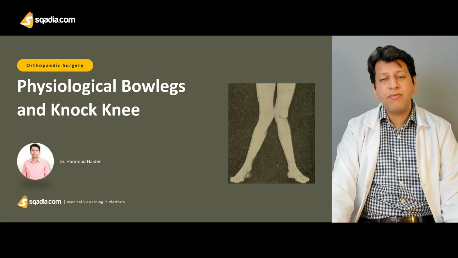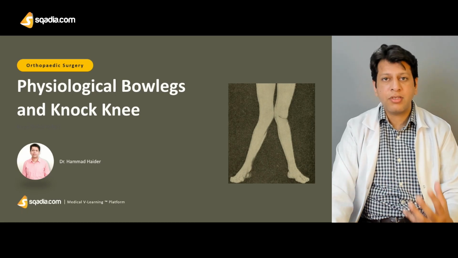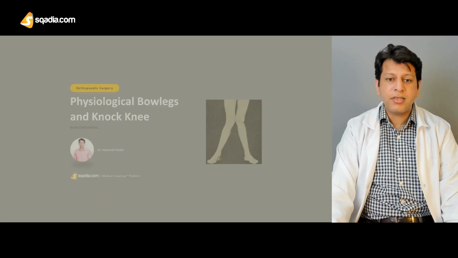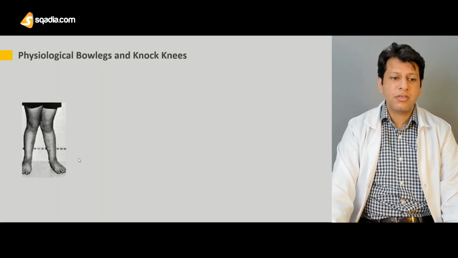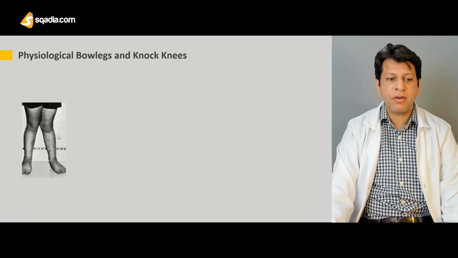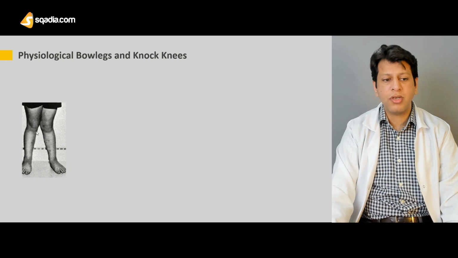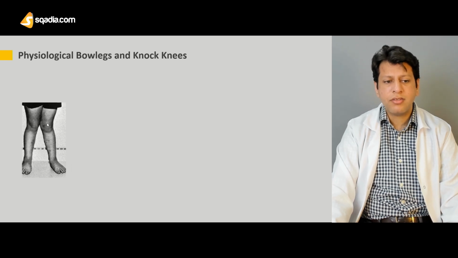Now, if you're dealing with these children who are having this problem, then you have to understand certain dynamics as well. If you see, this is a genu valgum and is usually in a child, but if you look closely, the right side appears a little normal. The left side is more in valgus as compared to the right side.